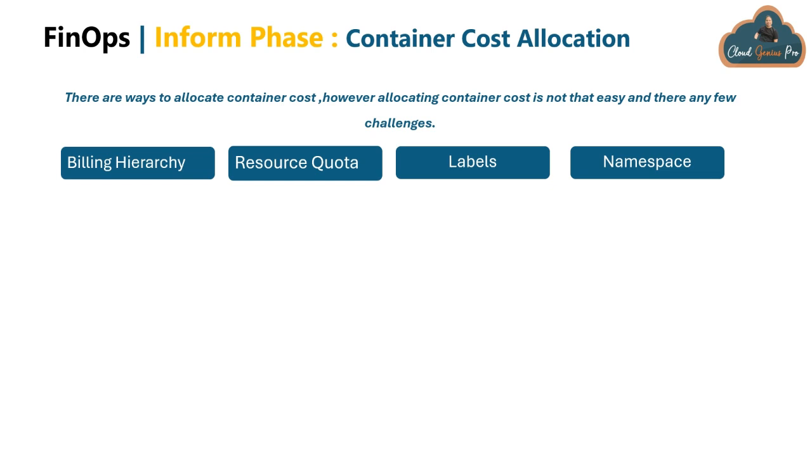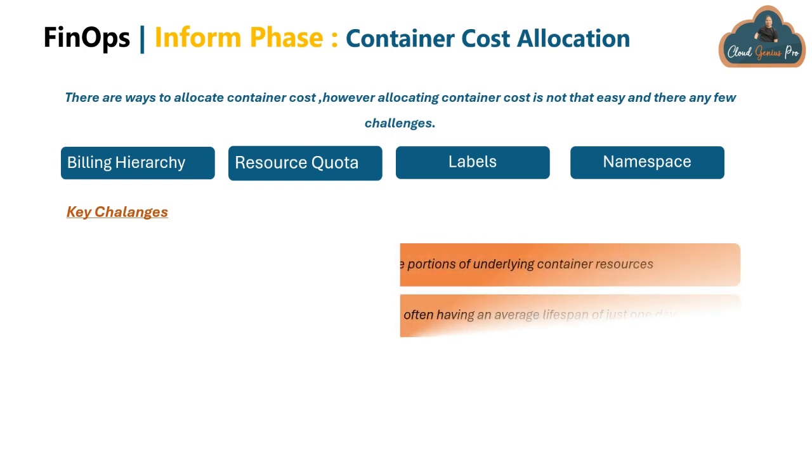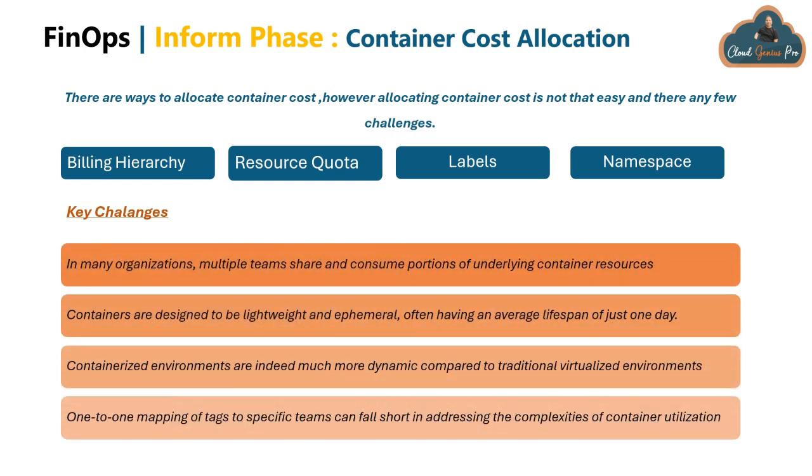However, as previously stated, even after doing all these things, there is always a challenge in terms of container cost allocation and optimization. The key challenges are based on the nature of containers. In many organizations, multiple teams usually share a portion of containerized infra. So it is very difficult to allocate the cost of that container infra.